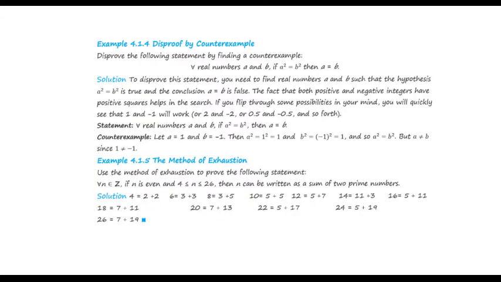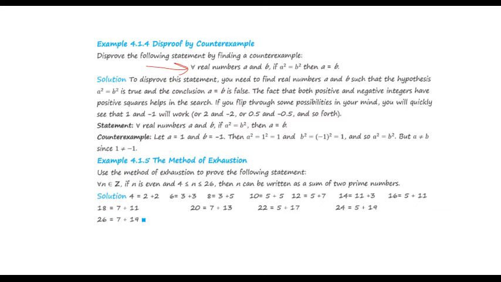In the next subject, we talk about how to disprove by counterexample. So usually when we say disprove by counterexample, we want to disprove a universal statement or a universal conditional statement. In this case, as you see, we have for every real numbers a and b, if a squared is equal to b squared, then a equals b. We want to disprove this universal conditional statement by counterexample. Let's see how we do that.